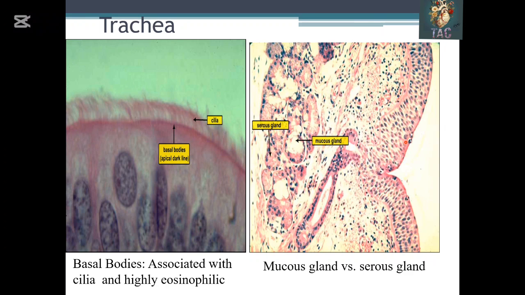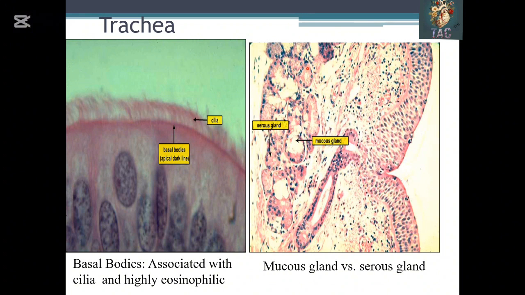Then in this slide you can see the epithelium, then the lamina propria, then the muscularis mucosae, and then the submucosa. Another point you should know is that, as in other places, the submucosa is moderately dense irregular connective tissue, but in the trachea it is usually loose connective tissue containing glands, and that is why it is difficult to differentiate between the lamina propria and submucosa here.